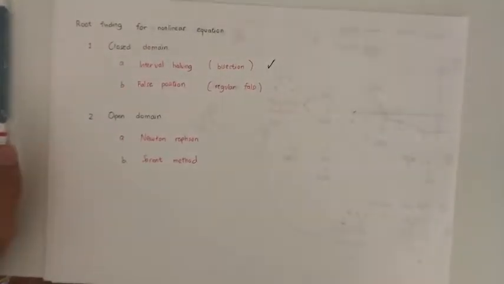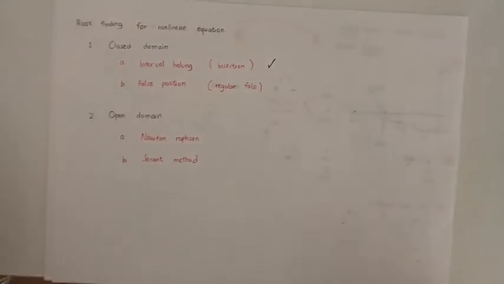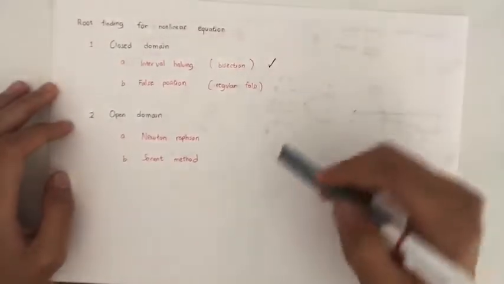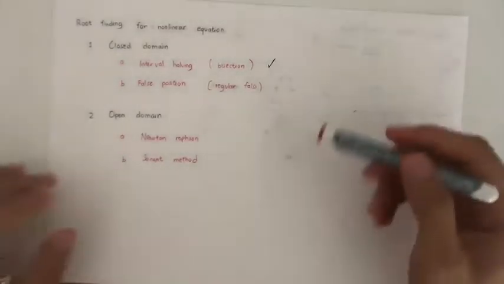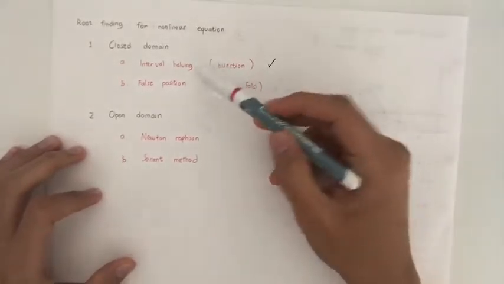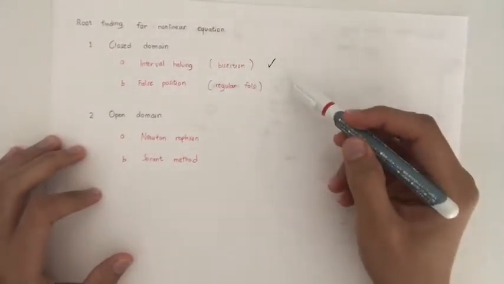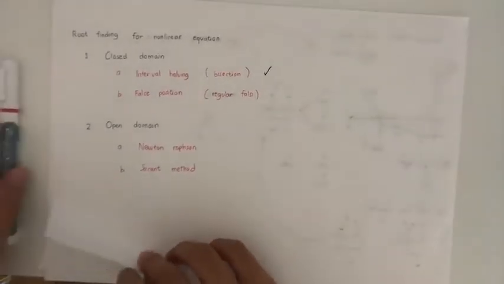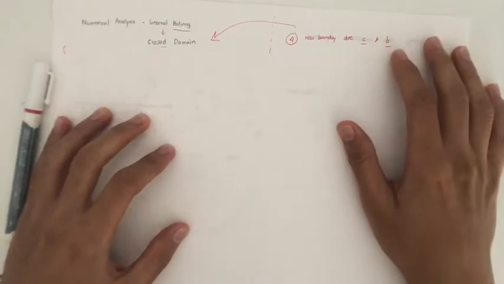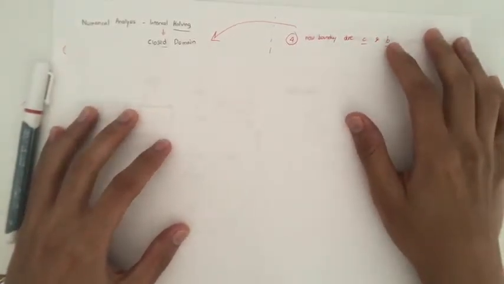Hey guys, so in this lesson we will cover four methods to find a root for a nonlinear equation, and in this video we will talk about the first method, which is part of a closed domain. It is called interval halving. So interval halving is part of a closed domain method, and here is how it works.